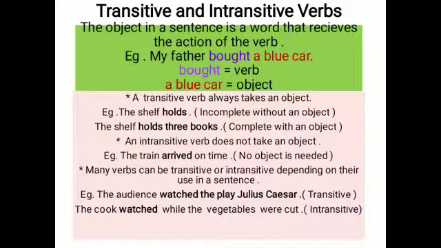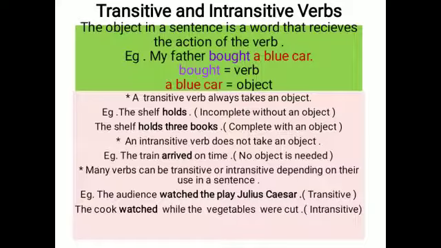Okay, now let's go to the next topic of the chapter. Transitive and intransitive verb. What is the meaning of transitive and intransitive verb? Let us know and understand that. The object in a sentence is the word that receives the action of the verb. So the object is the word given in the sentence that will receive the action from the verb.